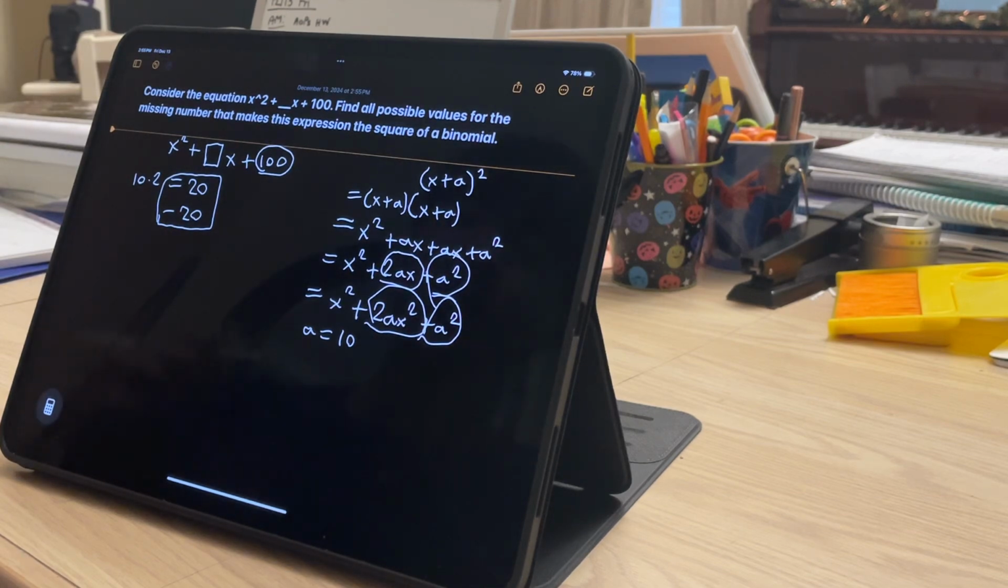Alright, that's pretty much it. That's how you would go about solving this type of question in Algebra 1 and quadratic equations and squares of binomials.